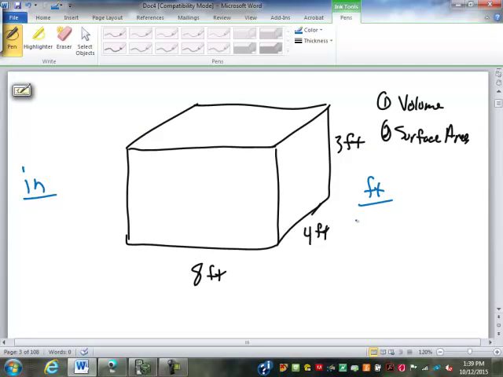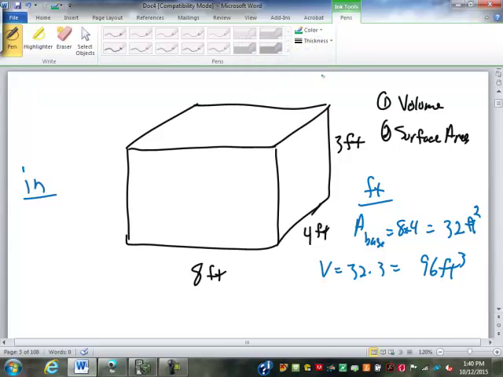So if we're doing this in feet, we're going to find the area of the base, which is just going to be the 8 times 4 or 32 square feet, correct? So the volume is going to be the 32 times 3 or 96 cubic feet. Is that what you guys came up with? Okay, for inches, what did you guys come up with? I came up with 165,888.